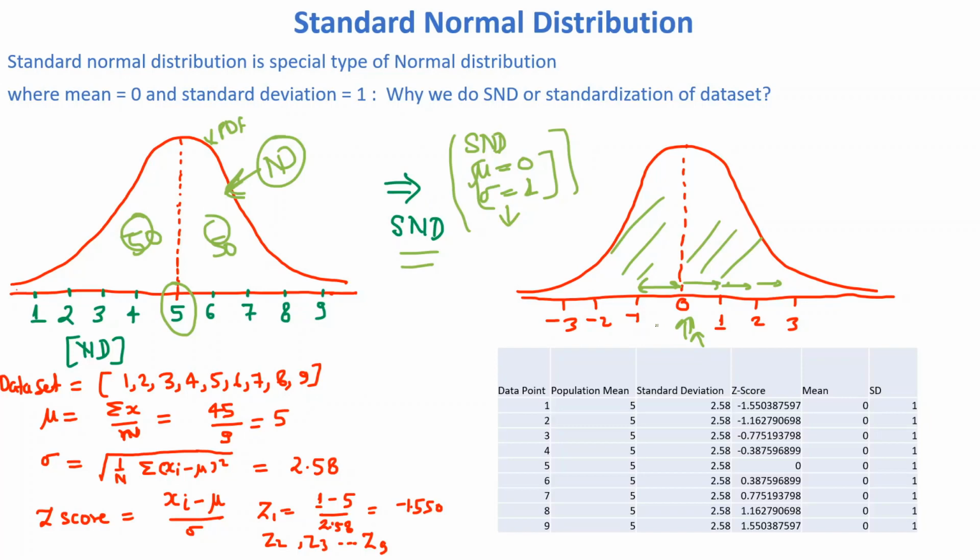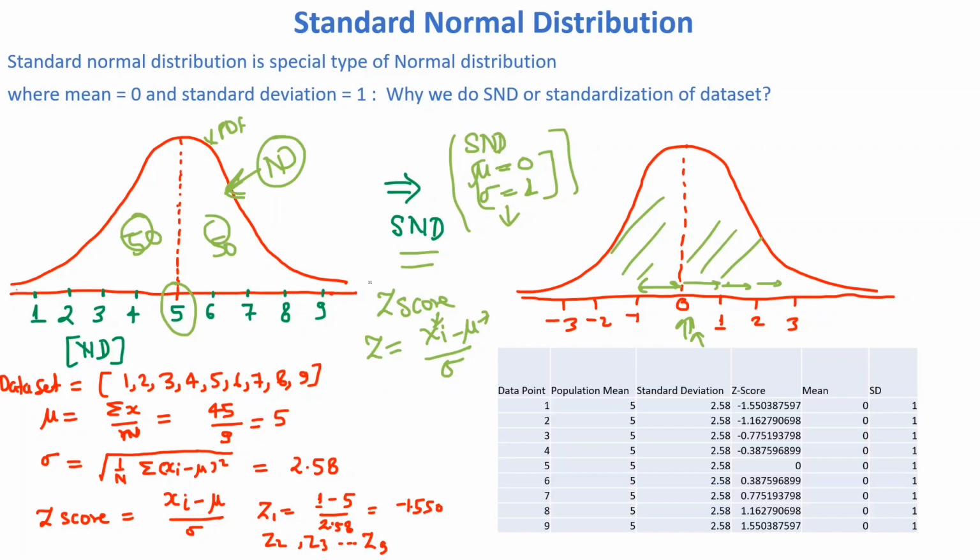Let's understand how you can convert any normally distributed data set into a standard normal distribution data set. For that we use one formula called the Z-score. The Z-score formula is xi minus mu upon sigma, where xi is your data set point, mu is the population mean, and sigma is the population standard deviation.